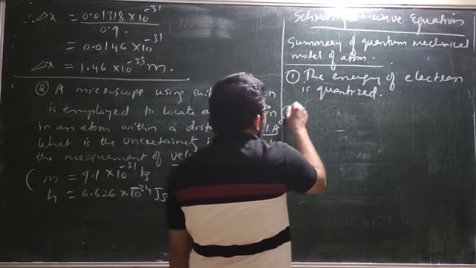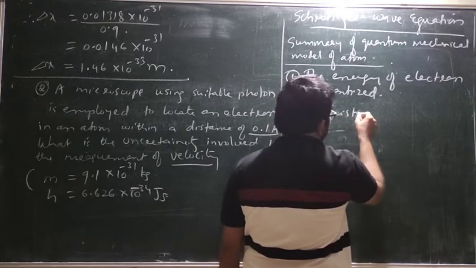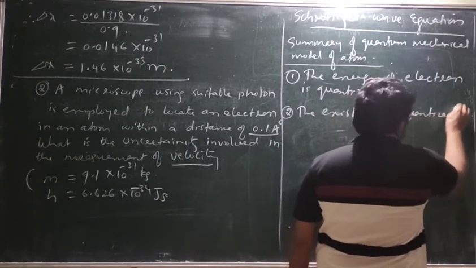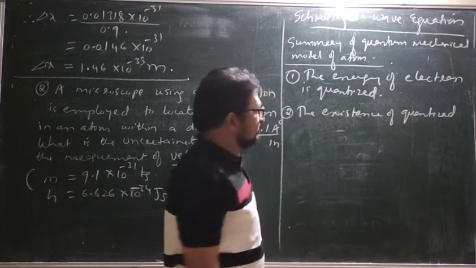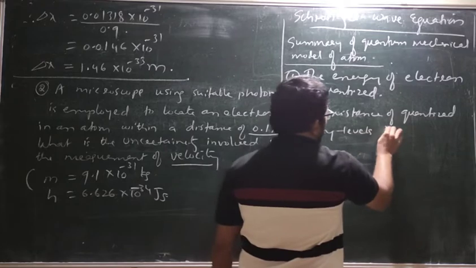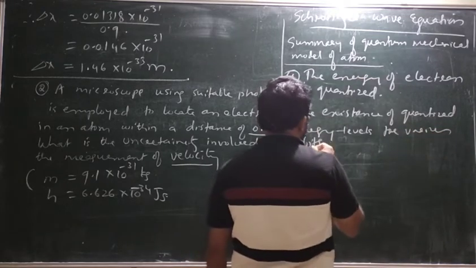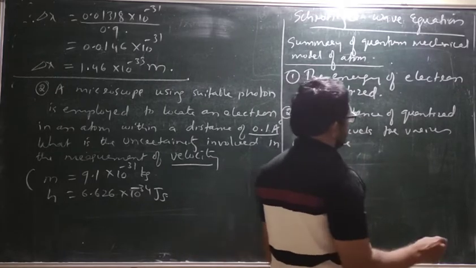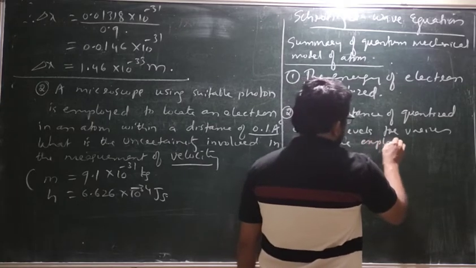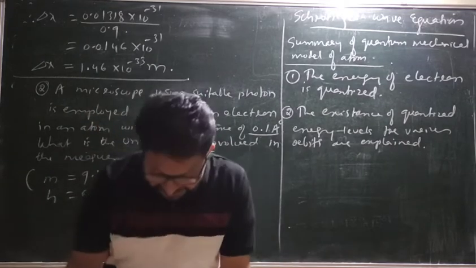The existence of quantized line spectrum you are seeing now, energy levels for various orbits are explained, and the Rydberg's wave equation also predicts the same.